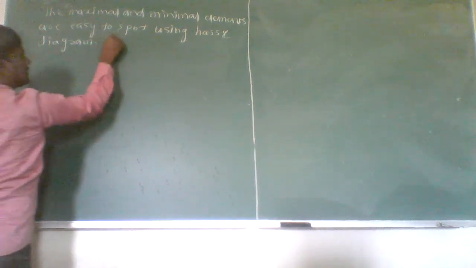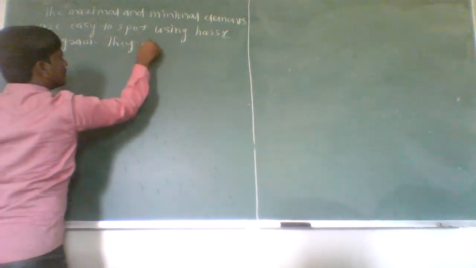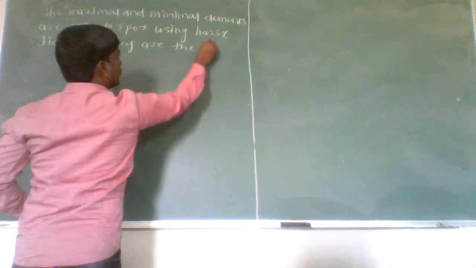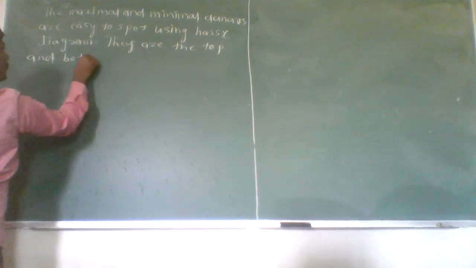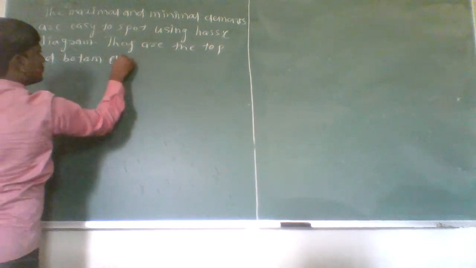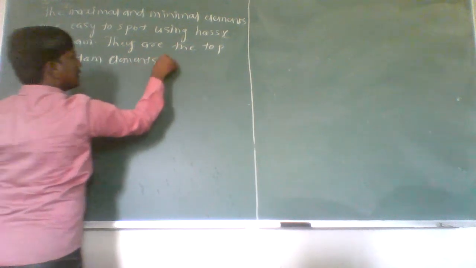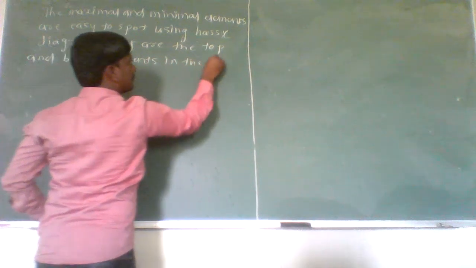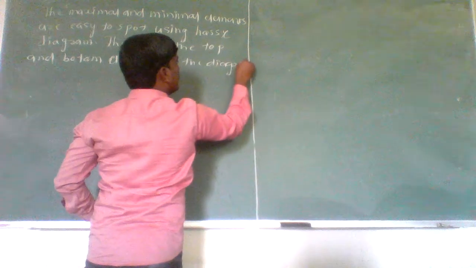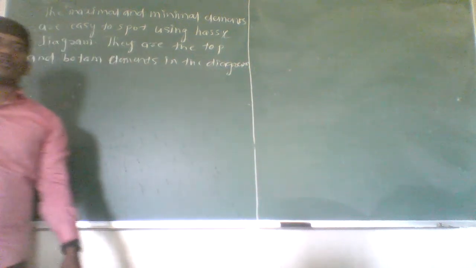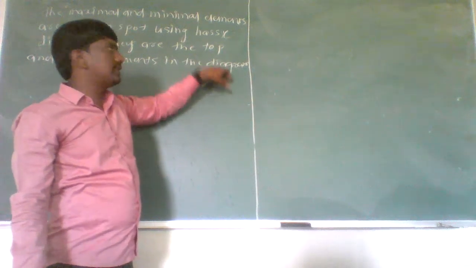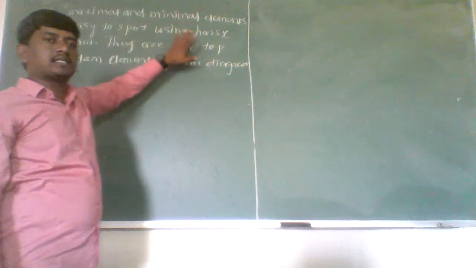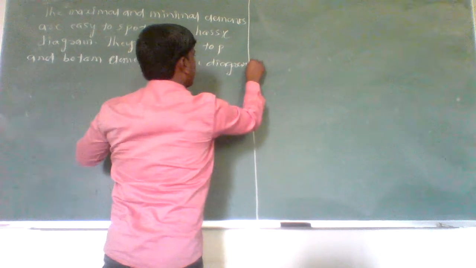Maximal and minimal elements are the top and bottom elements in the diagram. That is, suppose we are given any Hasse diagram, then how do we find its maximal and minimal elements? The bottom element is the minimal element, and the top element is the maximal element. Okay.